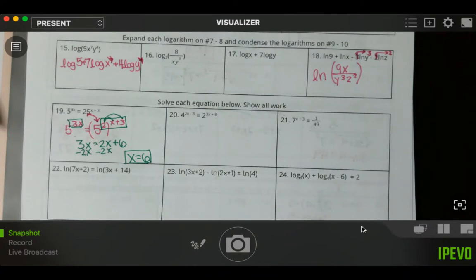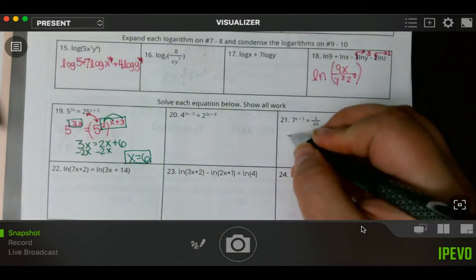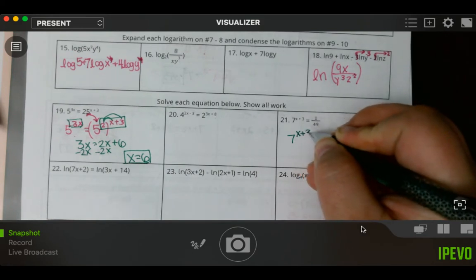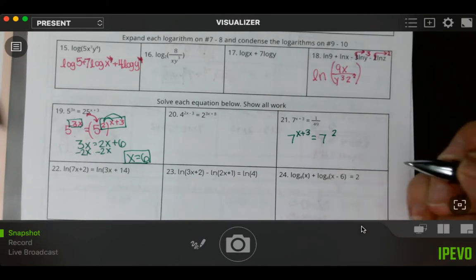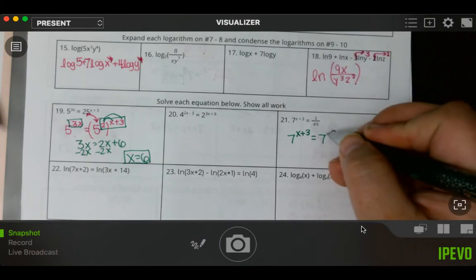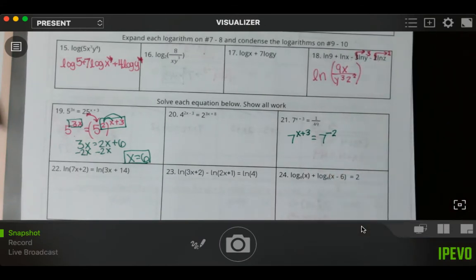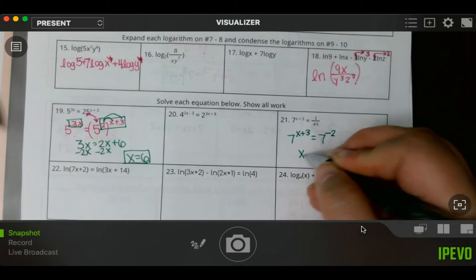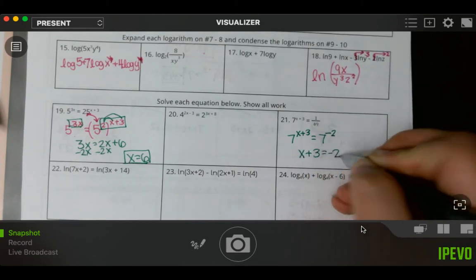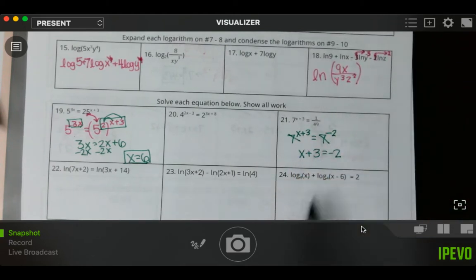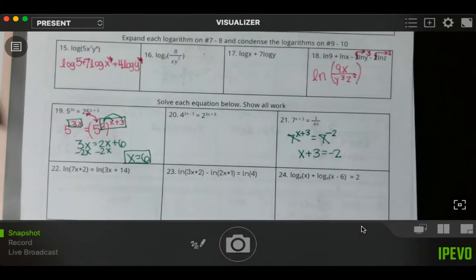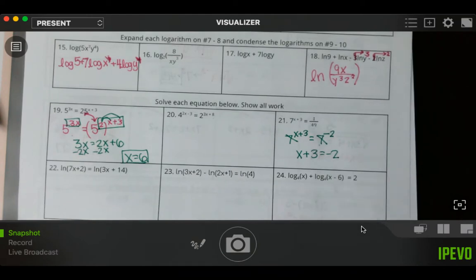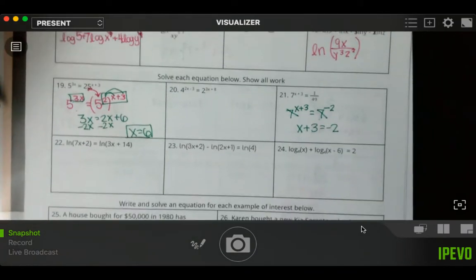Not too bad. I'm going to get you set up on 21, but I'm not going to solve it the rest of the way. Leave the 7 alone. 49 is 7 squared, but that 49 is not on the top, which means it was a negative second power. And then you would just solve the equation, x plus 3 equals negative 2. You can't cross out the bases unless they're both the same. That's why I substituted on both of those. Go ahead and subtract that 3 over there to solve the rest of the way.